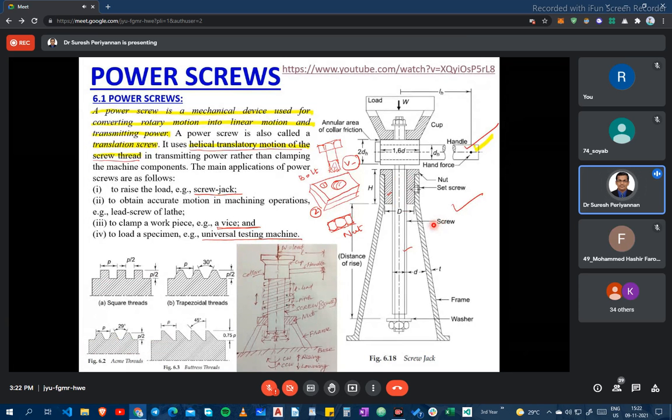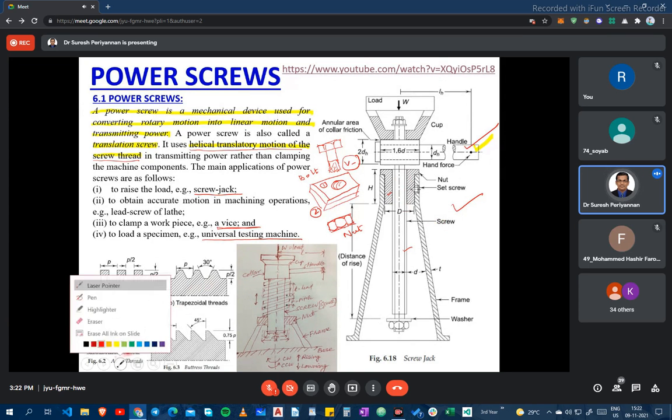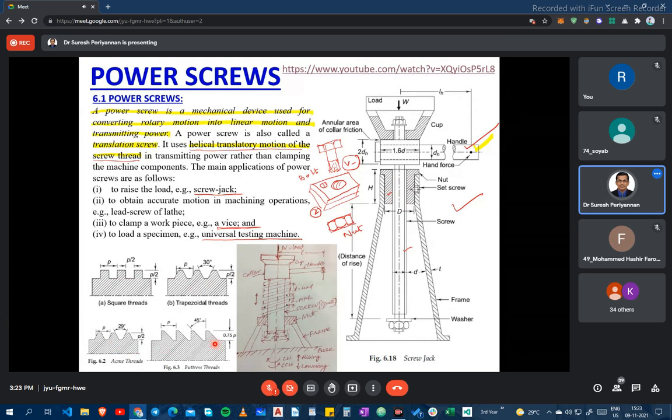Mostly we are using these types of threads: square threads, trapezoidal threads, ACME threads, and buttress threads. We will discuss each and every one briefly, then you can understand and get more clarity about these types of threads.